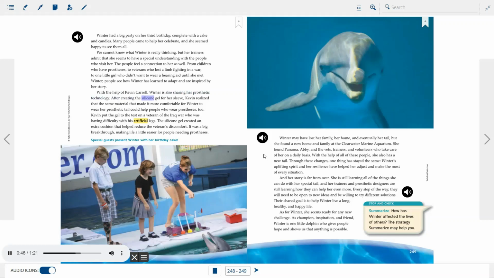After creating the silicone gel for her sleeve, Kevin realized that the same material that made it more comfortable for Winter to wear her prosthetic tail could help people who wear prostheses too. Kevin put the gel to the test on a veteran of the Iraq War who was having difficulty with his artificial legs. The silicone gel created an extra cushion that helped reduce the veteran's discomfort. It was a big breakthrough, making life a little easier for people needing prostheses. Special guests present Winter with her birthday cake.